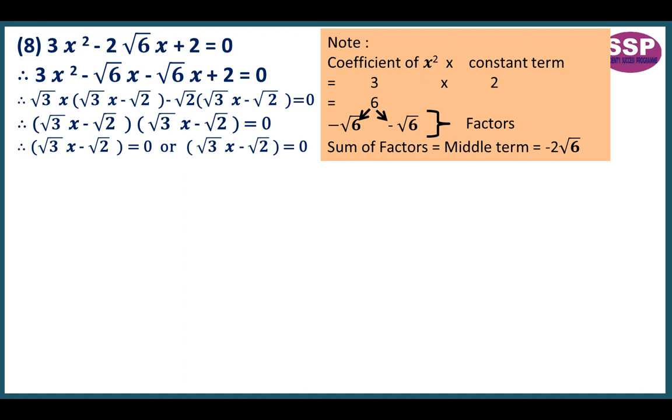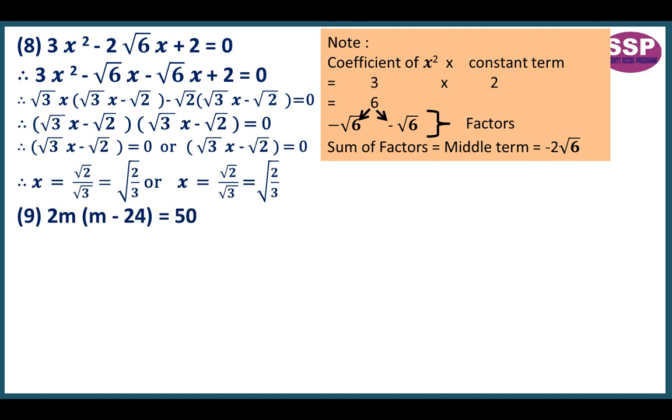Now here the product of two brackets is equal to 0. That means one of the brackets should be 0. Therefore under root 3x minus under root 2 equal to 0 or under root 3x minus under root 2 equal to 0. Therefore x is equal to under root 2 upon 3 or x is equal to under root 2 upon 3. Okay.